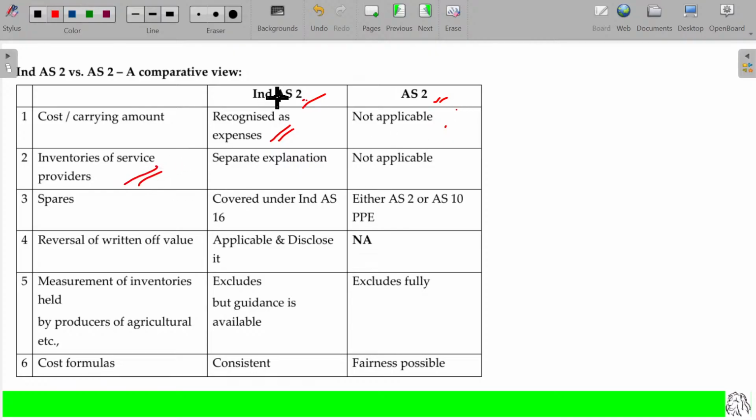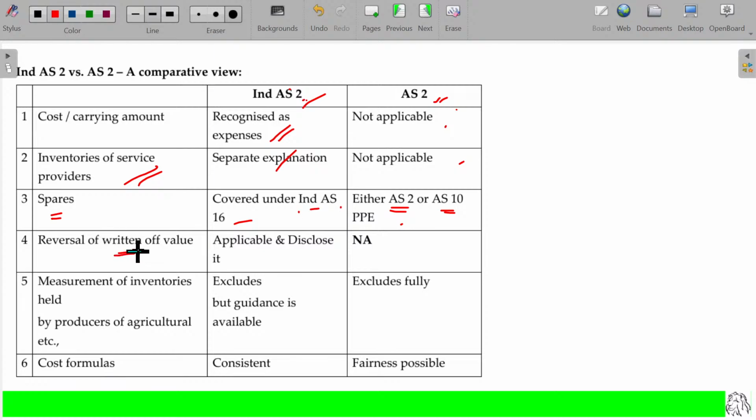Inventories of service providers are given in Ind AS 2 but not applicable in AS 2. And spares are covered under Ind AS 16, but in AS 2 they may be dealt with under either AS 2 or AS 10. Okay. Have you studied AS 2 and AS 10 at your CMA Group 1 level? Yes or no? So you have to compare those two. There, spares will be considered under AS 2 or AS 10. But in Ind AS 2, machine spares will be covered under Ind AS 16 only.